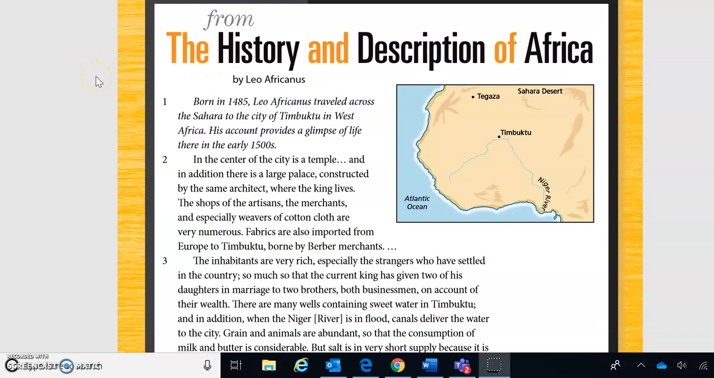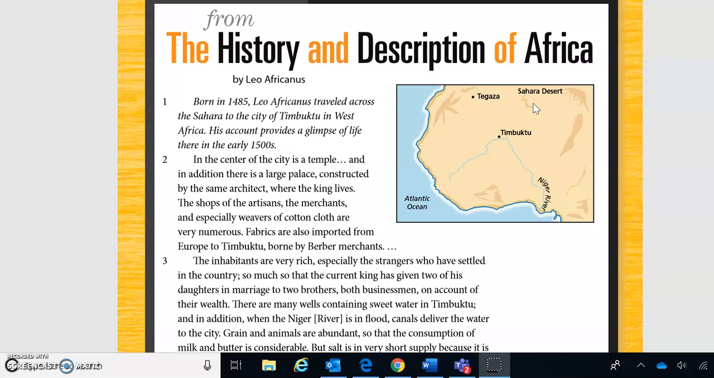Okay, so we're actually going to start by reading the text from The History and Description of Africa by Leo Africanus. Born in 1485, Leo Africanus traveled across the Sahara to the city of Timbuktu in West Africa. His account provides a glimpse of life there in the early 1500s. In the center of the city is a temple, and in addition, there is a large palace constructed by the same architect where the king lives.